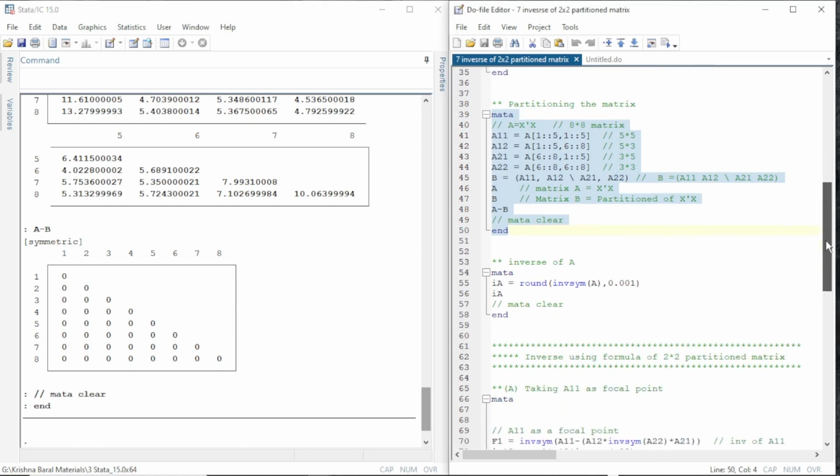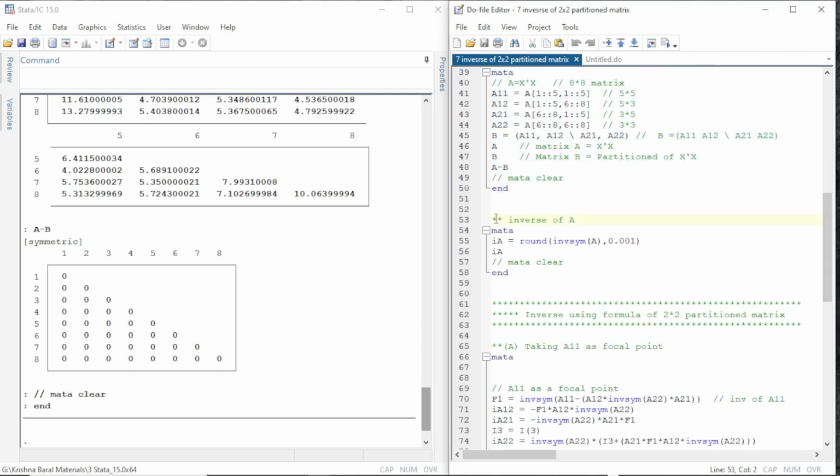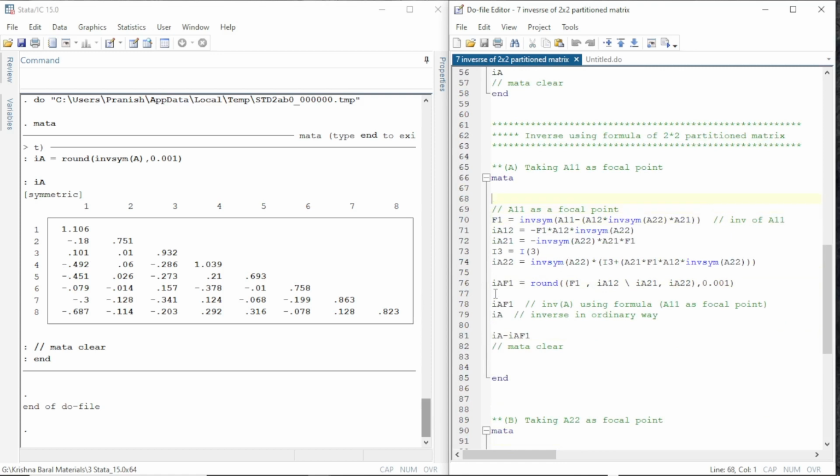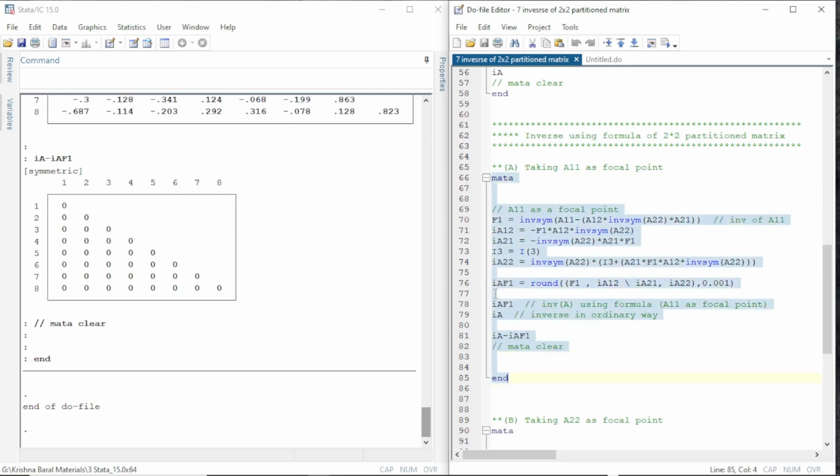Now let us calculate the inverse of A making use of this syntax in Mata, and we are making use of the general formula to calculate the inverse of A. So this is the inverse of A. Now we want to use the formula to calculate the inverse in case of a 2 by 2 partition matrix, and there are 2 ways. First of all, we take A11 as the focal point, and we position them in their appropriate place, and this is equivalent to calculating the inverse of matrix A, that is X transpose X, making use of the partition formula. So let us run this and check whether we get the same result or not.